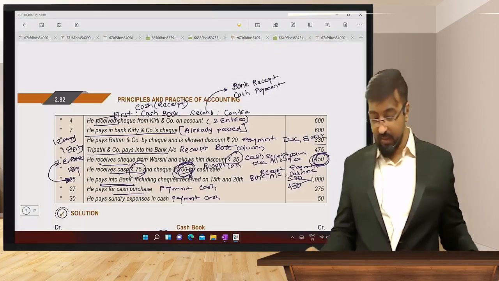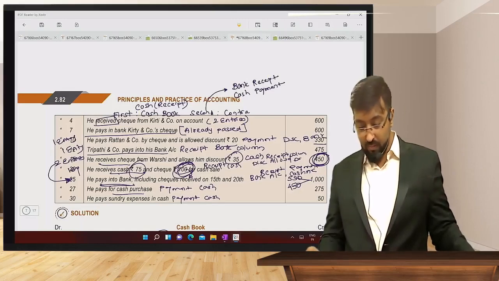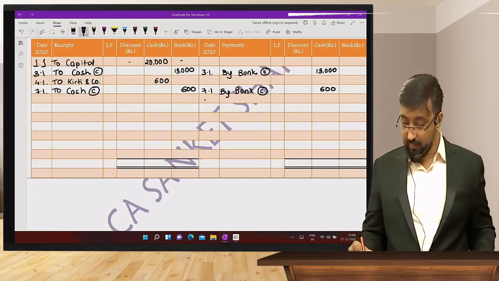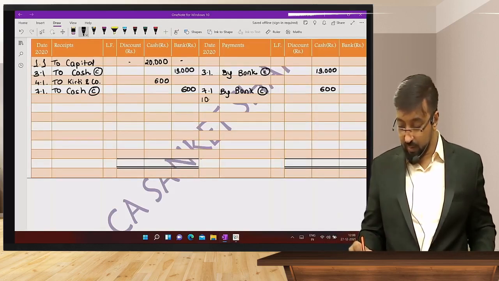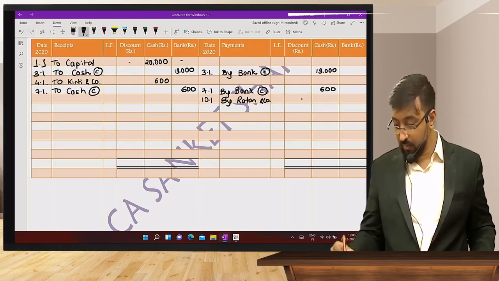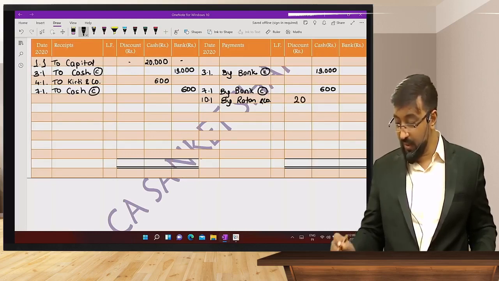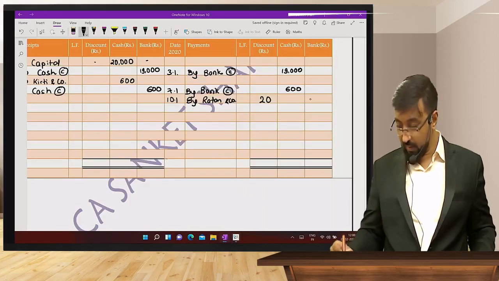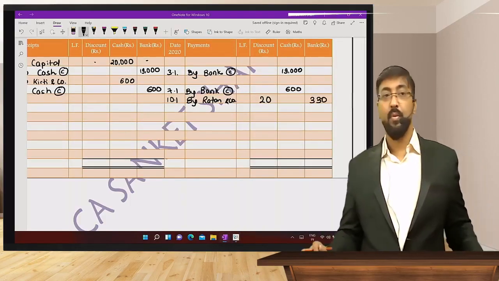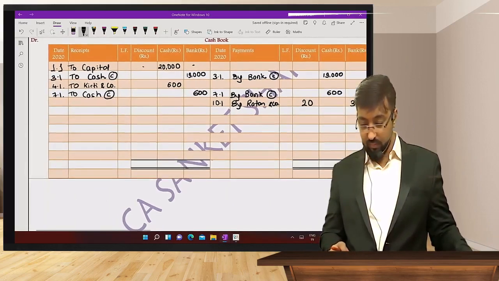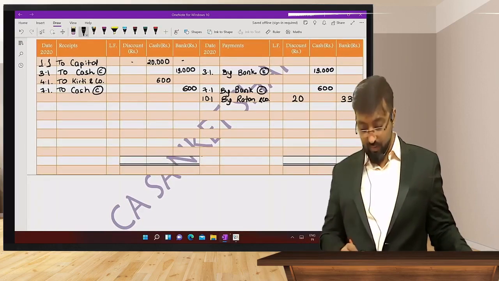He pays Ratan and Company by check and allows him a discount of 20. Tell me the date. 10 Jan. By Ratan and Company. Tell me the amount. Discount is 20, and bank is 330. Bank is 330. Okay? Next one.